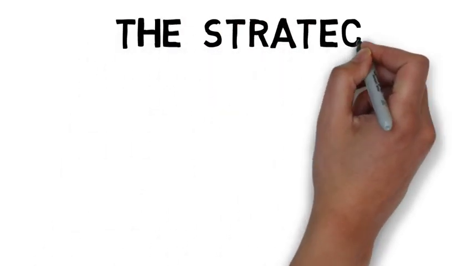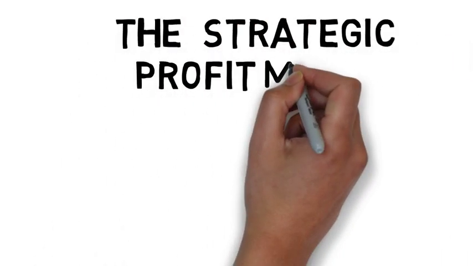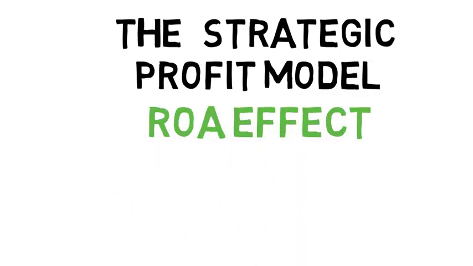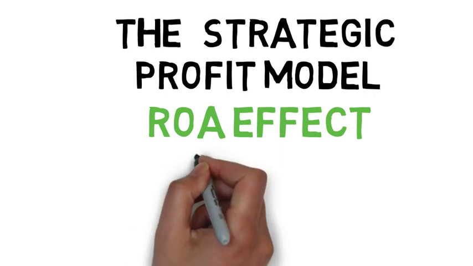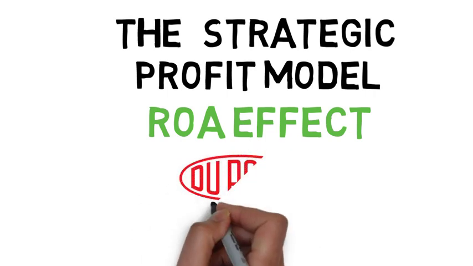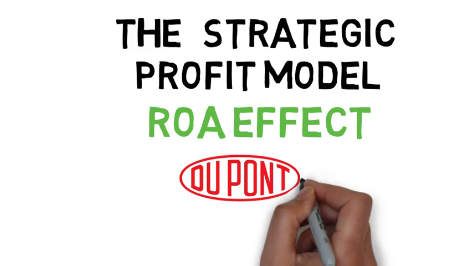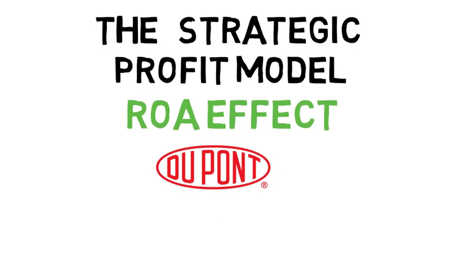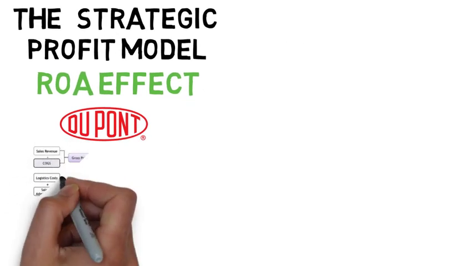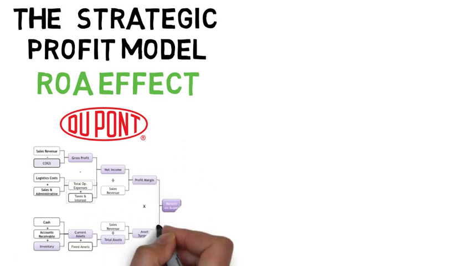Let's talk about the strategic profit model. We use the strategic profit model to demonstrate logistics' impact on your firm's return on assets, or ROA. Back in the 1920s, the financial analysts at DuPont Chemical wanted to come up with a way to show how, and how well, your firm earns returns on invested capital. The result of their efforts is what we call the DuPont, or strategic profit model.